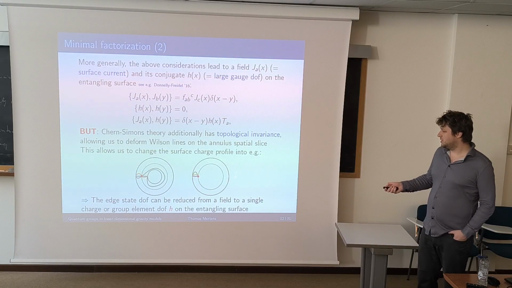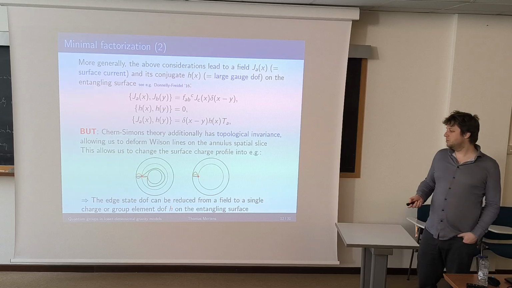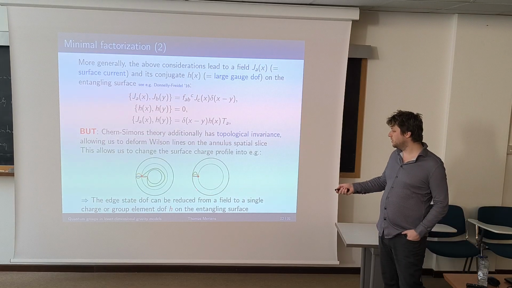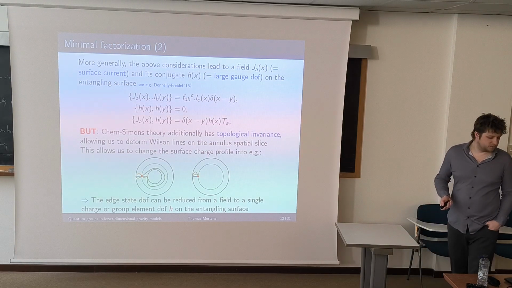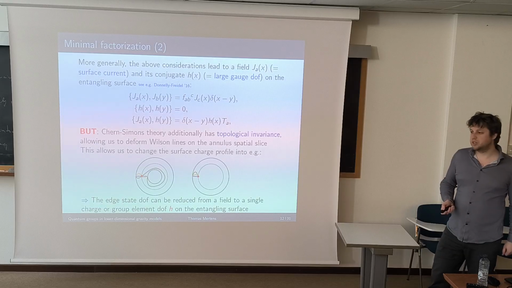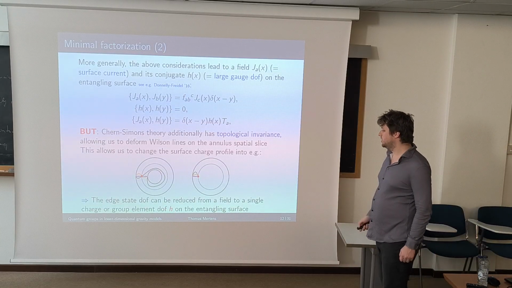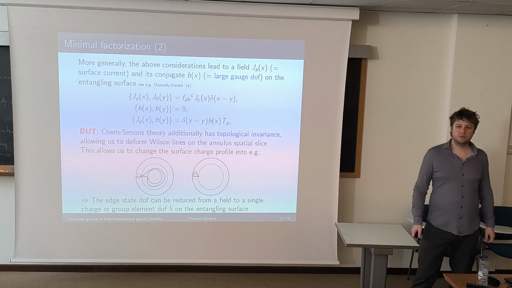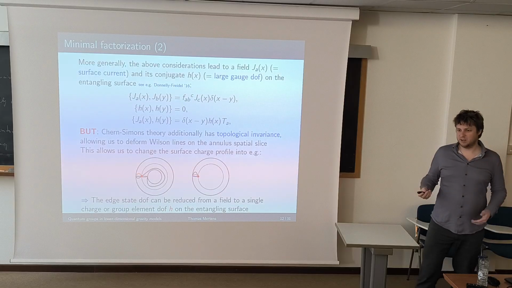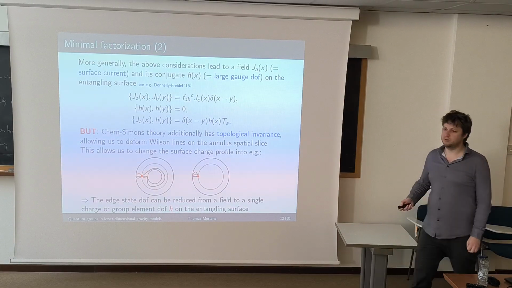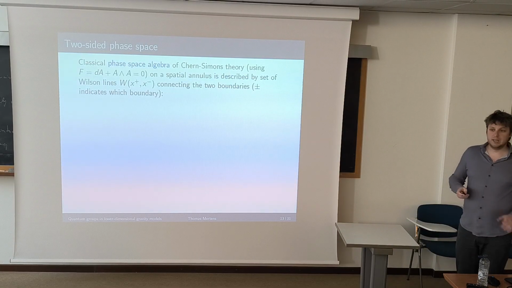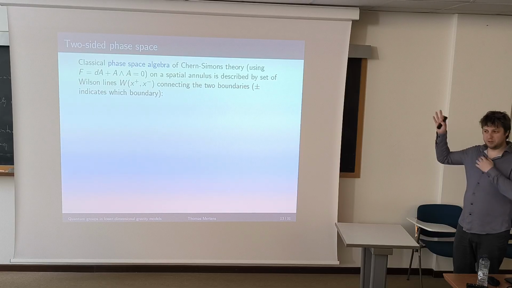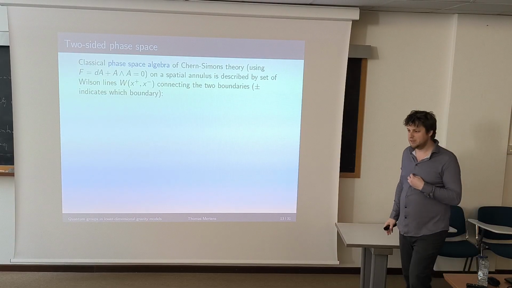What that suggests is that these edge state degrees of freedom can be reduced from a full field that's living on this entangling surface to a single charge or a single group element, H, that's living on the entangling surface. So I should be able to reduce them from field theory to just quantum mechanics, if you want, just using the topological invariance of this model. And this is the story that I will try to work out now in technical detail.